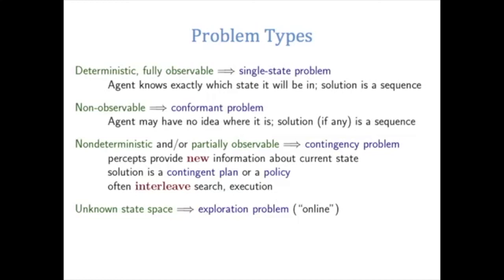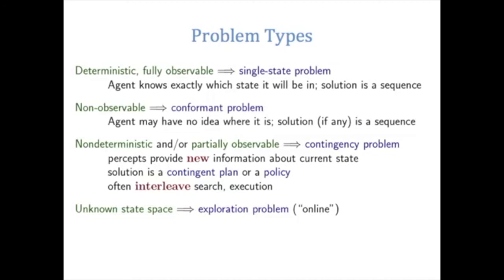Now, if we have a non-deterministic and/or partially observable problem, then that's called a contingency problem. It's contingent in the sense that we take some action and then we get new information, a new percept about the current state. So at any particular point, our solution is a contingent plan or a policy. It's a contingent plan in the sense that we've got the solution planned out, but based on what we learn in a new state, we can change our plan.